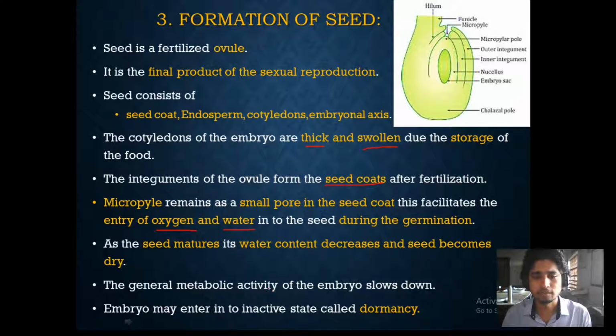The general metabolic activity of the embryo slows down when the seed is maturing. As the seed matures, all the chemical and metabolic activities present inside slow down. This is what we call dormancy. The embryo may enter into an inactive stage, and that inactive stage is called dormancy. We have seen dormancy in animals. Even in seeds, dormancy is seen: after maturation of the seed, the embryo becomes inactive. It remains in an inactive period where it can be viable for a very long time. That depends on the individual species.